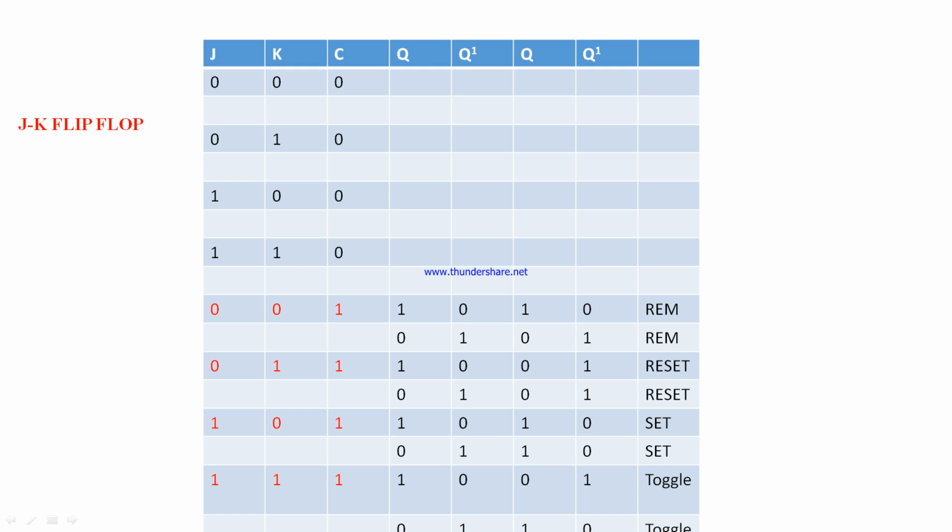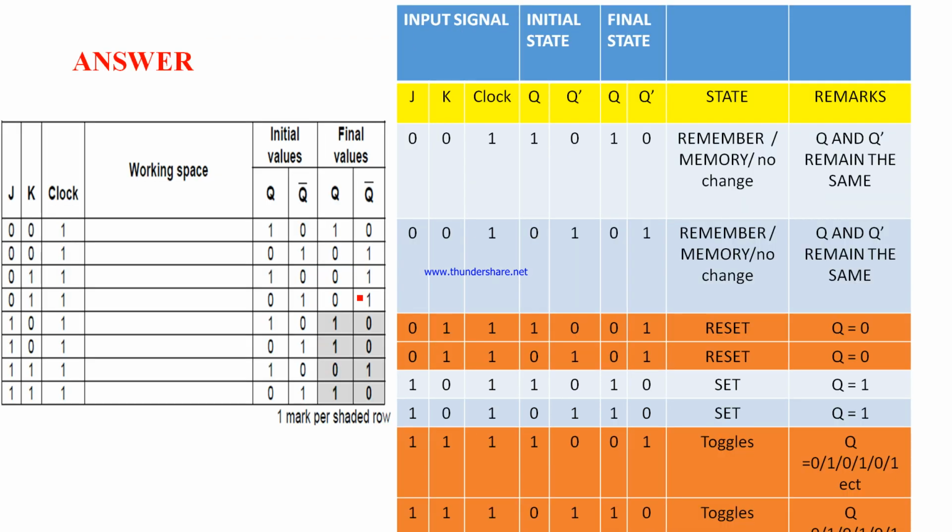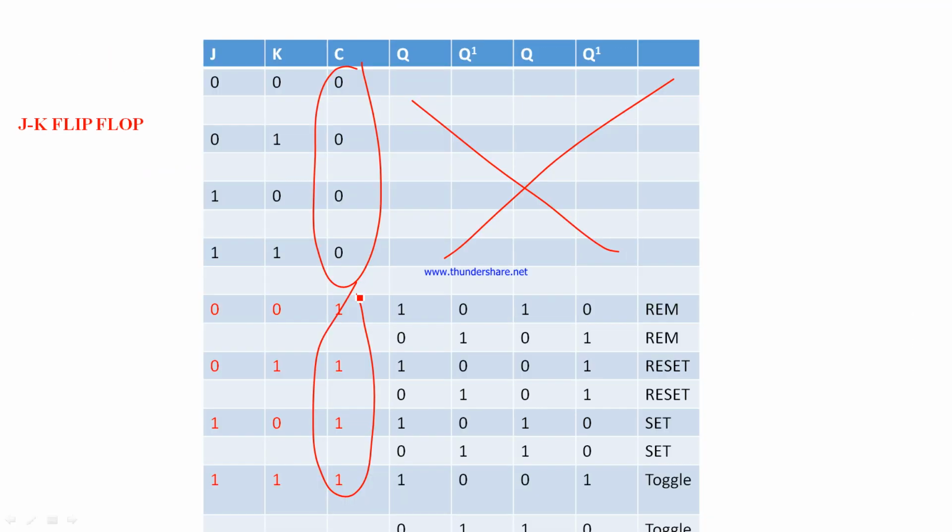Now, when the clock is 0, I will not get any output, so I will ignore these possibilities. I will not work when the clock is 0. I will only work when the clock is 1. These possibilities I will consider. Okay, so let's erase everything again.